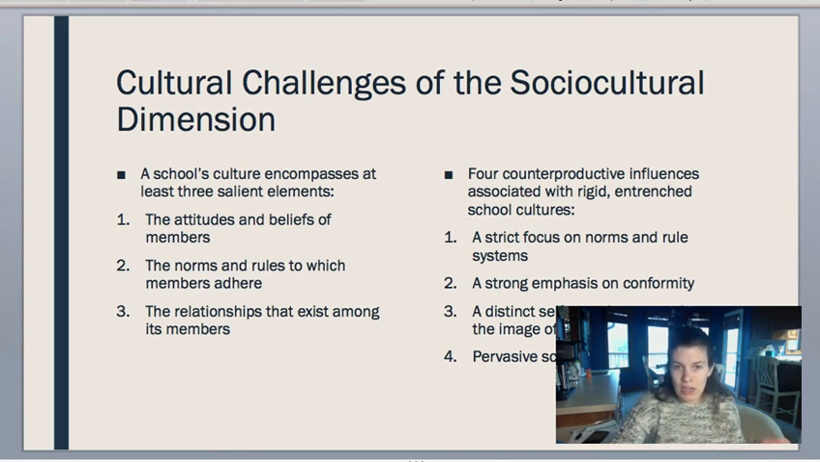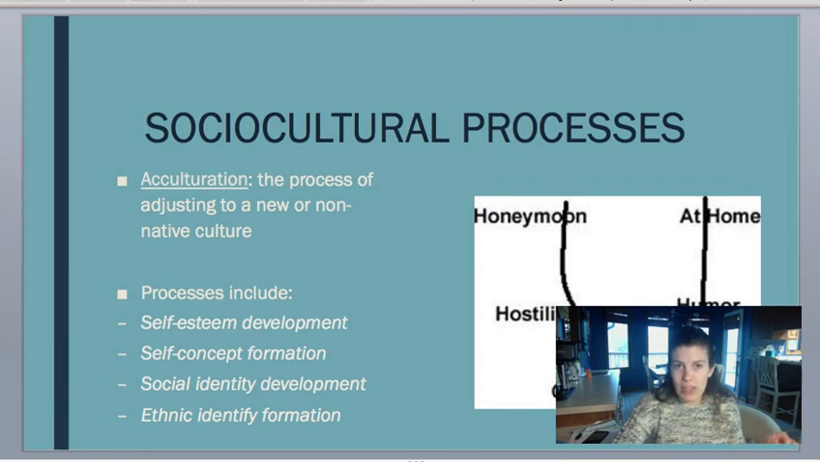Our last slide here is very important and is somewhat the essence of this chapter. It's the sociocultural processes. If we look at this term, I hope that I'm going to say this right, acculturation. It's the process of adjusting to a new or non-native culture. And involved within that process, there are sub-processes, including self-esteem development, self-concept formation, social identity development, and ethnic identity formation.